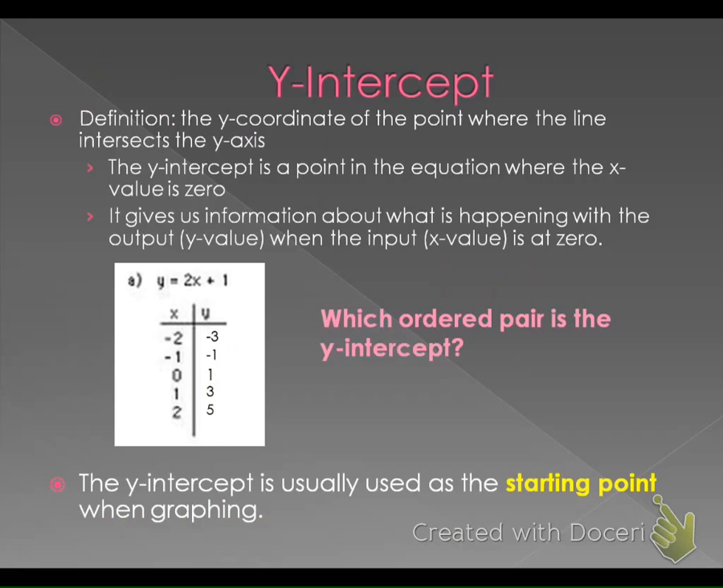When x is equal to 0, y is equal to 1. So the y-intercept is (0, 1). Remember that a y-intercept is a point. So whenever you are asked what the y-intercept of an equation is, make sure you write it as a point or as an ordered pair. The y-intercept usually is used as the starting point whenever you're graphing.